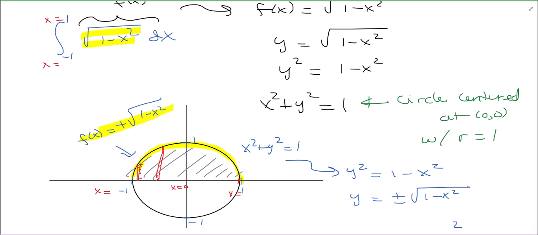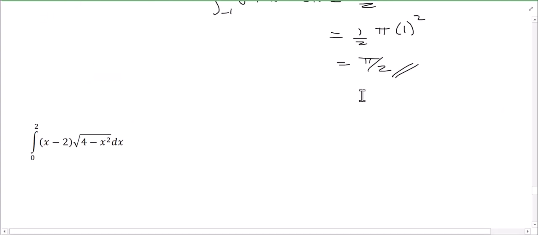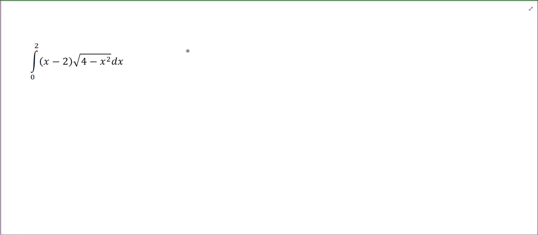All right, let's try the next example. So for this one, this is a really interesting one. Can we do it just by looking at it? Is it a standard, basic antiderivative? No. So can I do a U-substitution? Does the derivative of one part equal another part of the problem?